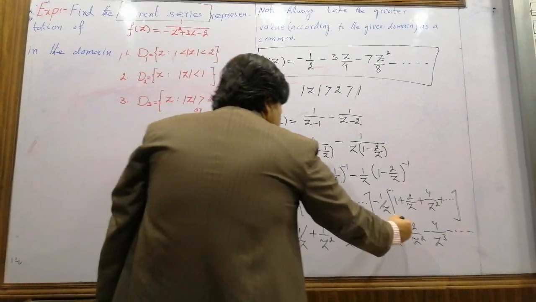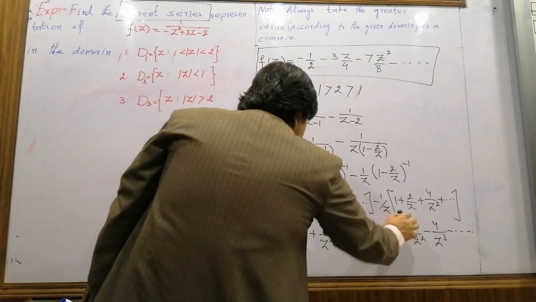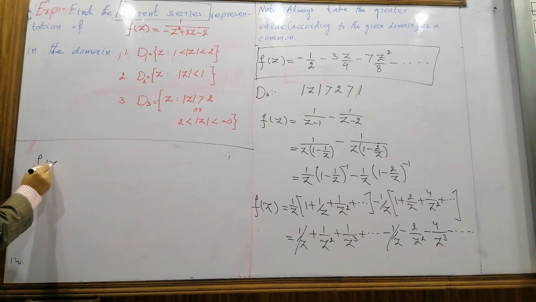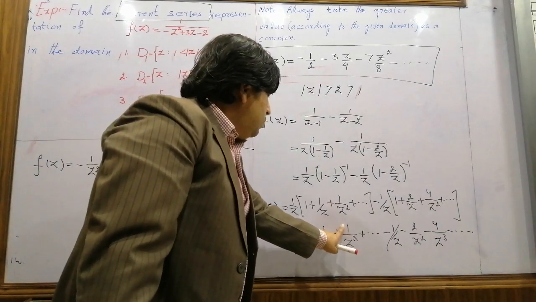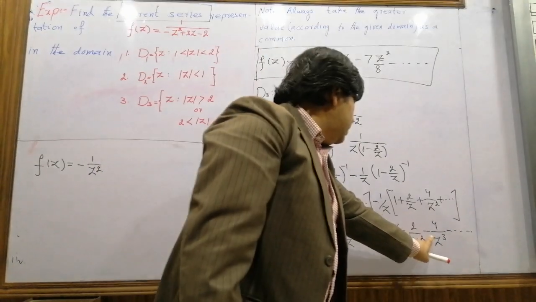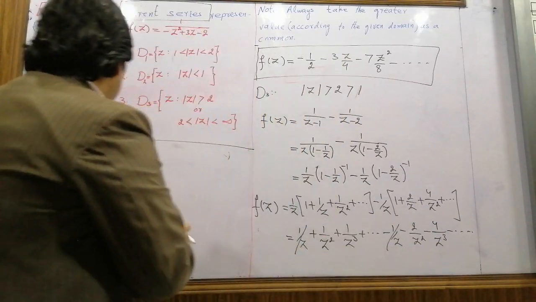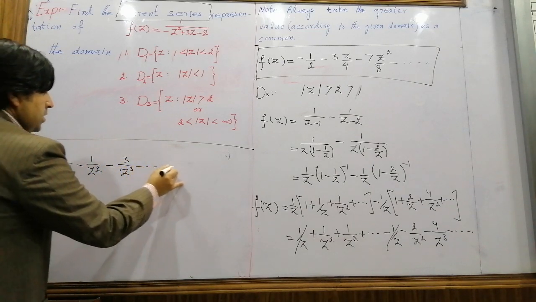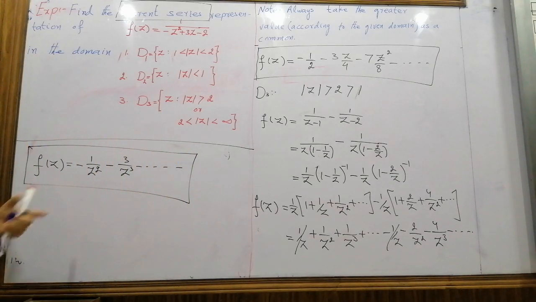Now plus 1 over z and minus 1 over z will be cancelled. And now from 1 over z square and minus 2 over z square, I can obtain that f of z is equal to minus 1 over z square. Now from plus 1 over z cube and minus 4 over z cube, I can obtain minus 3 over z cube and minus up to so on. So this is the required solution for the given function.